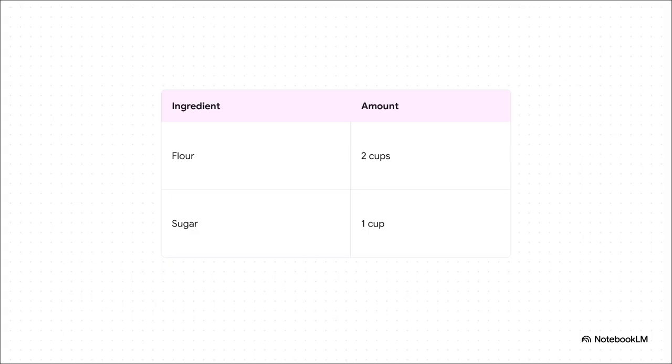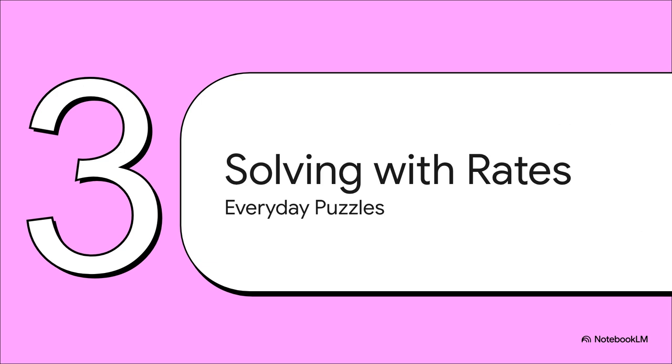And this becomes super practical the second you step into the kitchen. Take a recipe, for example. Here we've got 2 cups of flour for every 1 cup of sugar. That's a 2-to-1 ratio. So if you want to double the recipe, you automatically know you need 4 cups of flour and 2 cups of sugar. That ratio keeps the recipe perfect. Simple, right?